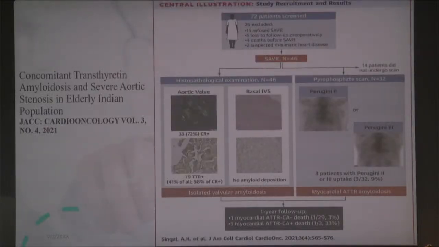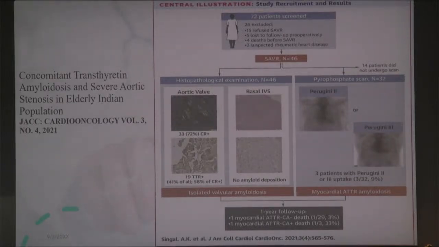This is one of our studies which I did recently, and it was published in JSCC. We examined surgically excised aortic valves in 46 patients, and we could demonstrate that amyloid deposition was seen in about 77% of these valves. Out of this 77%, 58% were found to have transthyretin deposition in the valve substance. But in all these patients on septal biopsy, we could not demonstrate any amyloid deposition in the myocardium. The mean age of these patients is around 65 years, a younger age group. When we evaluated the PYP scan in all those patients, only 3 patients showed grade 2 or grade 3 positivity, although 19 showed TTR positivity. Again, there is a big question mark.